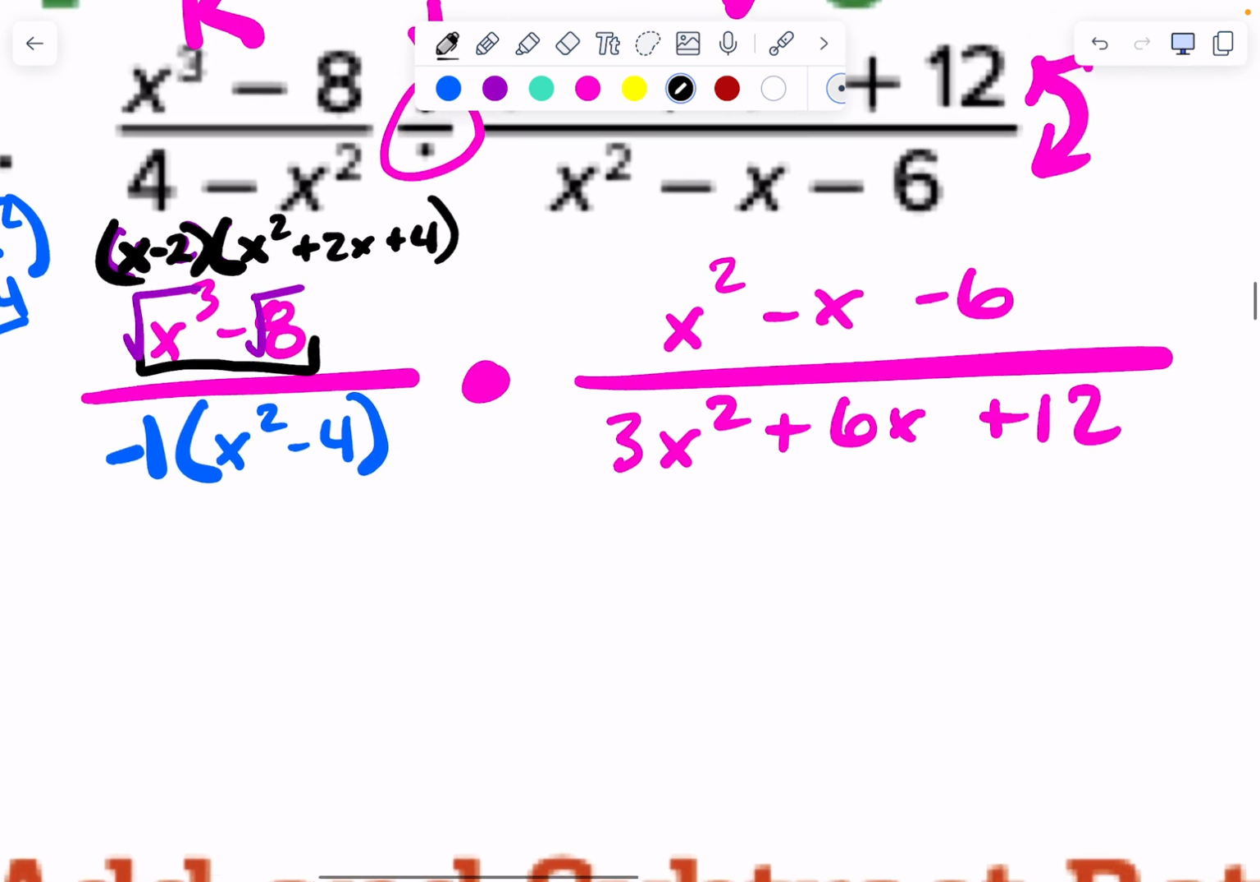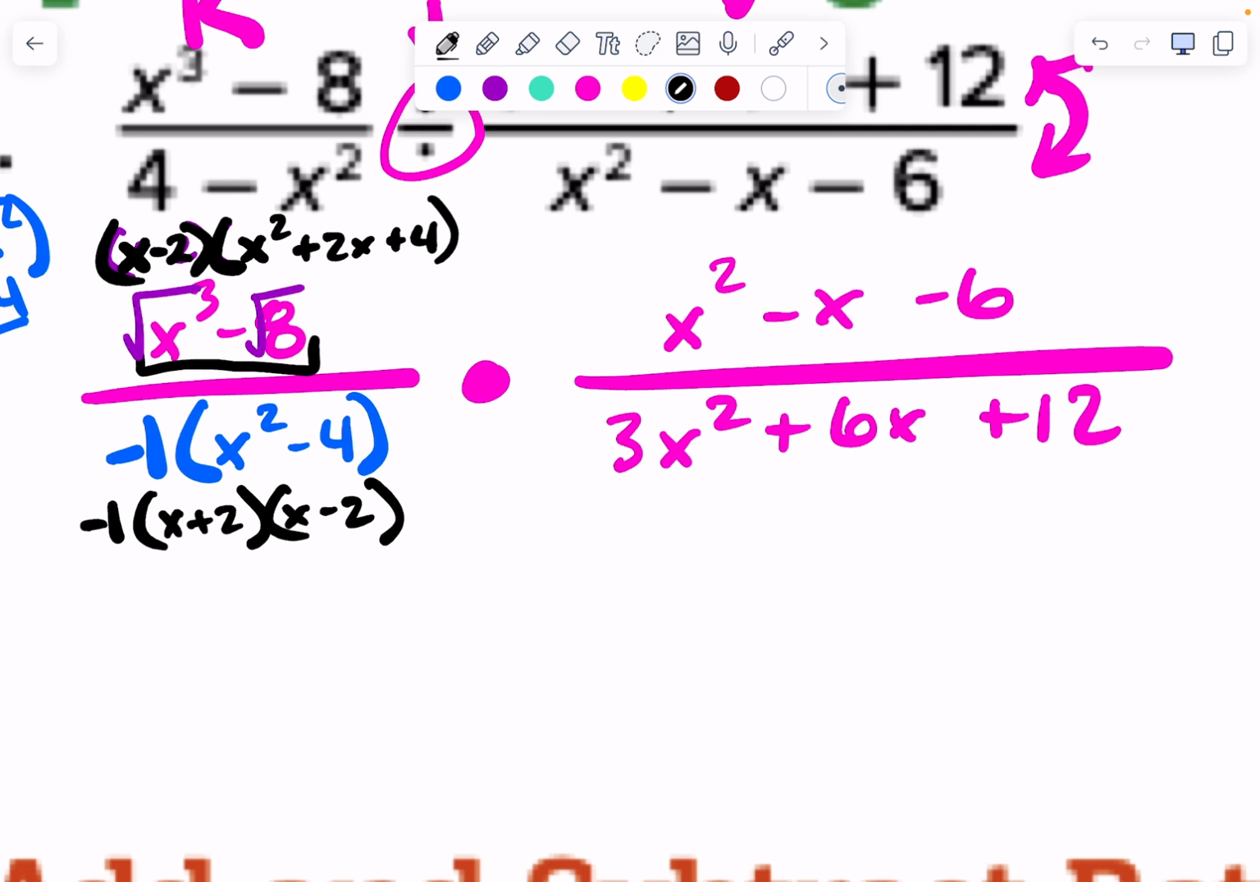That was the hardest one to break down. Now we're golden from here. Okay? All right, this bottom one. Don't forget about the negative 1, but then x squared minus 4 is x plus 2 times x minus 2. It's a difference of squares. Got it?